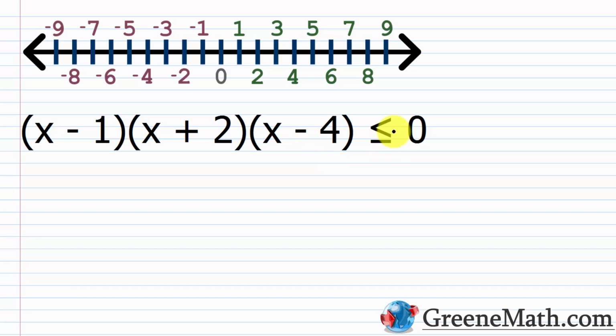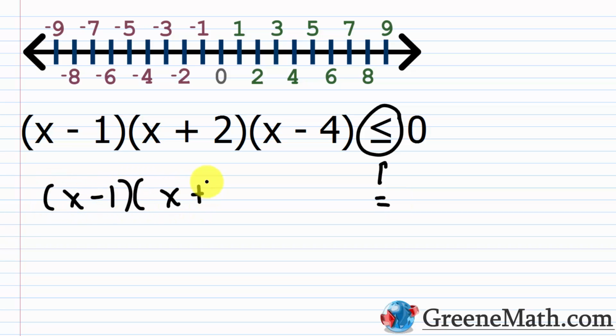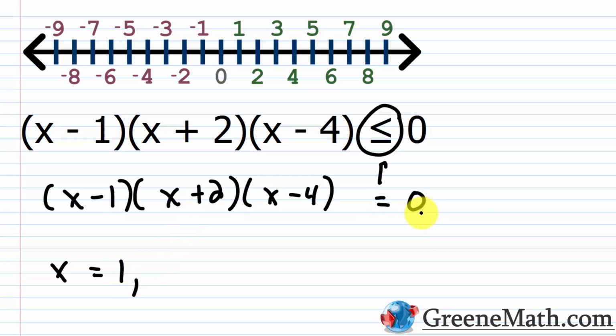So if I replace this inequality symbol with equals, I can solve the resulting equation. Because it's already in factored form, this will be pretty quick for us. So we know that our solutions here would be what? You'd have x minus 1 equals 0, so x would be 1. x plus 2 equals 0, so x could be negative 2. And then x minus 4 would be equal to 0, so x could also be 4. So these are our critical values here.